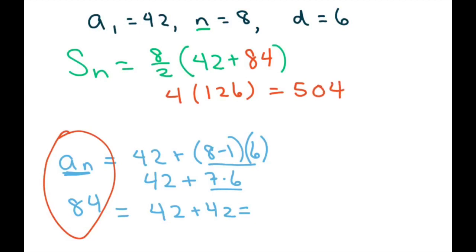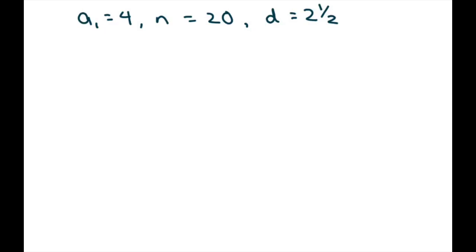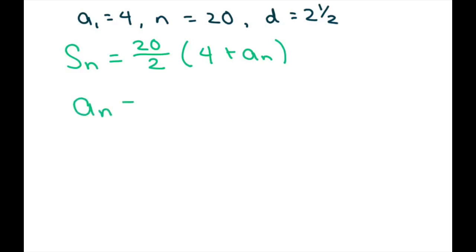All right, and then the last one's very similar. So if I just write out my sum formula, because that's what they want, I have 20 divided by 2, my first term, and again, I don't have my last term. So that's what I want to find. So I plug in my formula, a sub n equals your first term plus n minus 1, 20 minus 1, times 2.5. Now 2.5 is 5 halves. So I like to write it like that. But if you're using a calculator, it probably doesn't matter anyway.